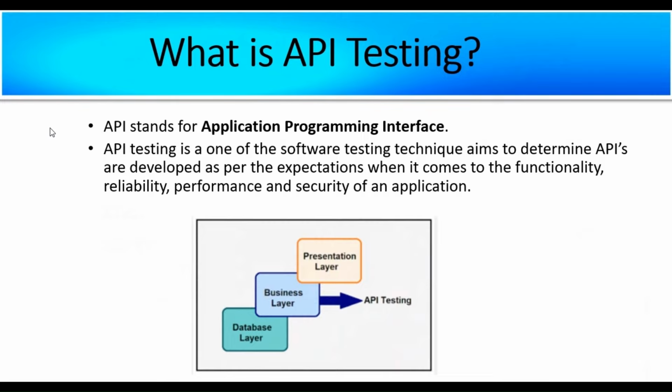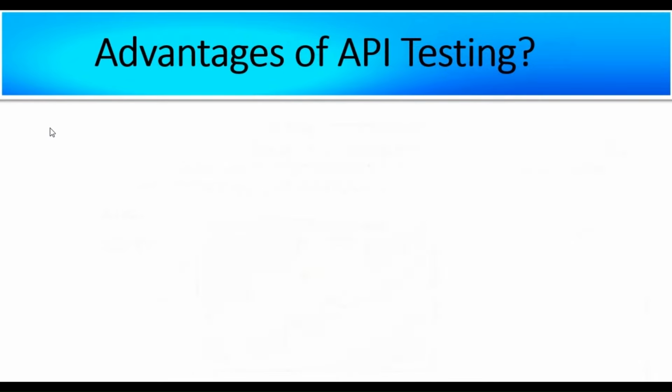So this is a high level overview for the API testing. So let's move on to the next slide, where we will discuss what are the advantages of performing the API testing. The first one is earlier validation. So testers can validate APIs immediately when development is completed.